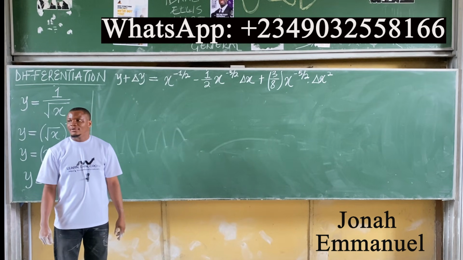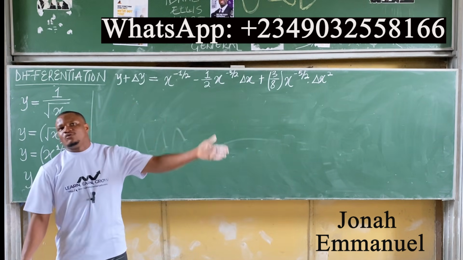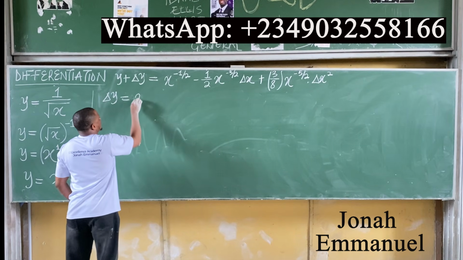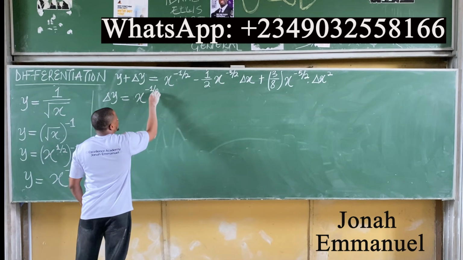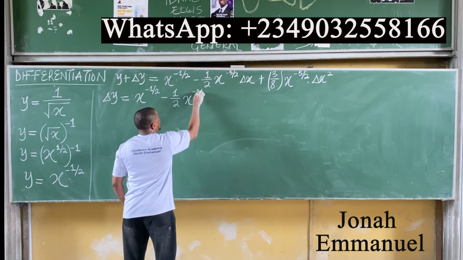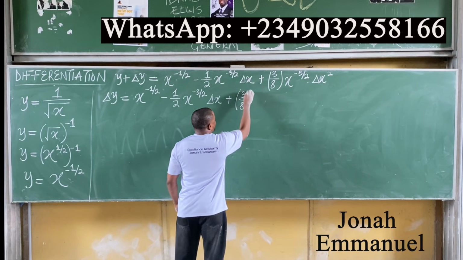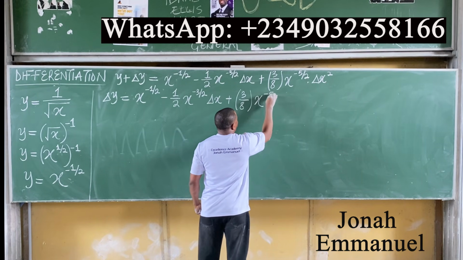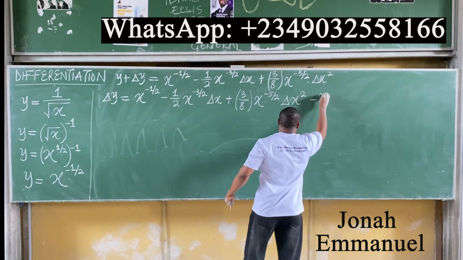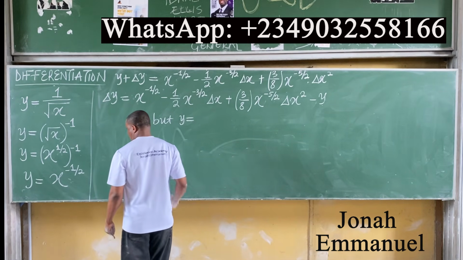That's the next step. When you expand your bracket, what's the next step? Move y over there. So move y over here. What do you have here? Change in y is equal to x to the power minus 1 over 2 minus 1 over 2 x to the power what there? Minus 3 over 2 change in x plus 3 over 8 into x to the power minus 5 over 2 change in x squared. Y comes over, it becomes what there? Minus y. But what y? But y is equal to what?